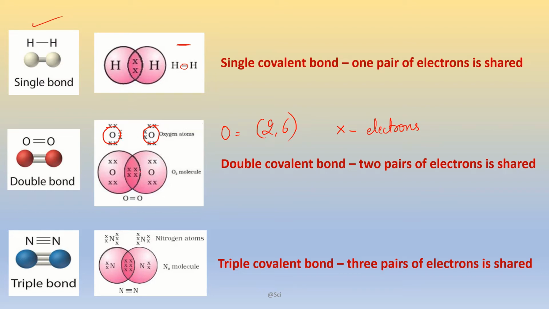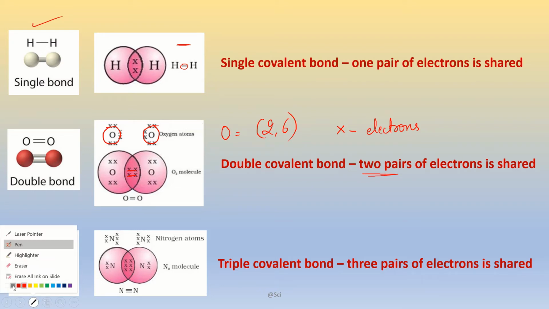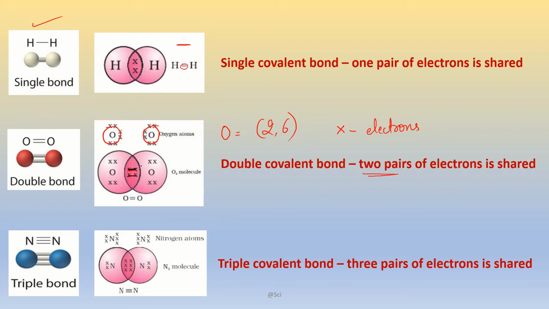What would it do? These two atoms now share two electrons each. So one atom is going to contribute two electrons, another atom is going to contribute two electrons. So there are four electrons in total. So there are two pairs of electrons, and this is the formation of a double bond in oxygen. So the O2 molecule, there are two atoms that form the O2 molecule and they have a double bond. So this is the way it is represented.